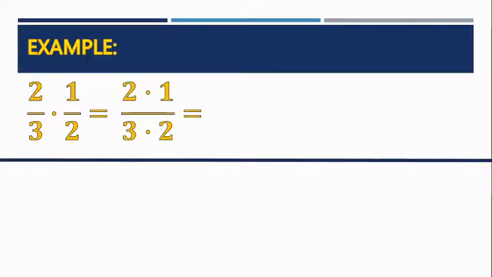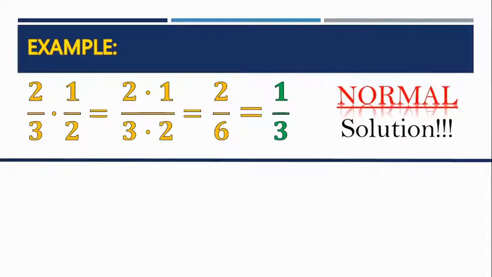As you can see, the normal way of solving it is to simply multiply the numerator by numerator over denominator times the denominator. So if we multiply that, we will get 2 over 6. But 2 over 6 could still be simplified by dividing both numerator and denominator by 2. Therefore, after dividing them by 2, we will get 1 over 3. Again, that is the normal way of solving it, the way I've discussed before on my first video about multiplication of fractions. Now, let's do it in the cross cancellation way.